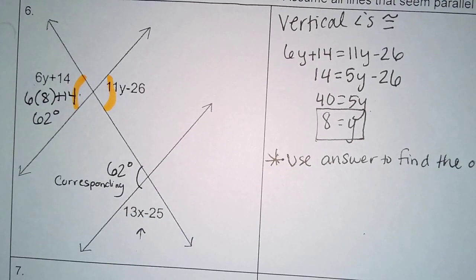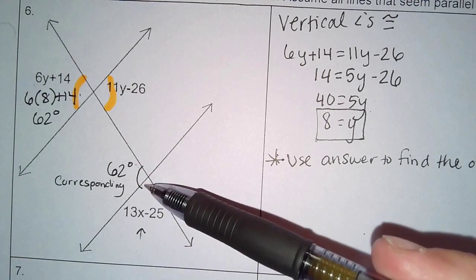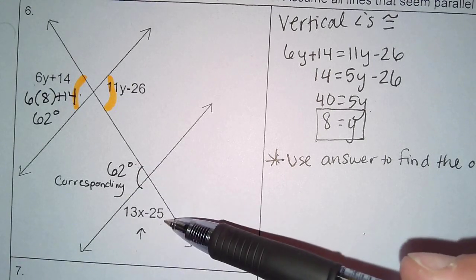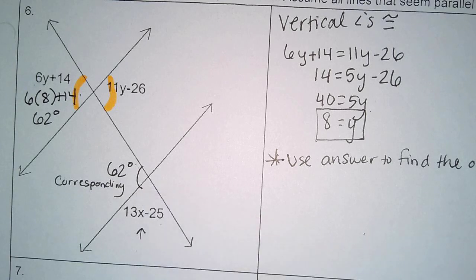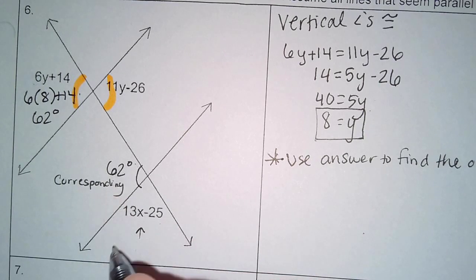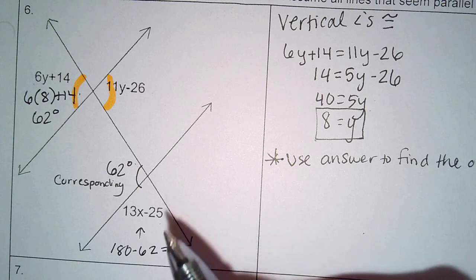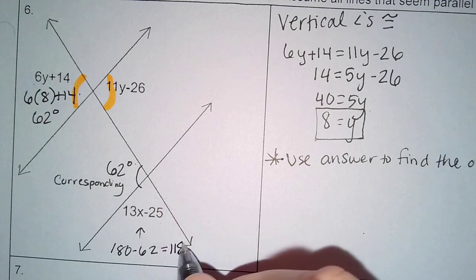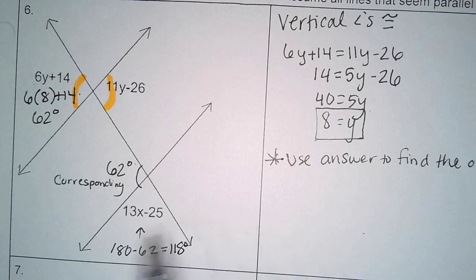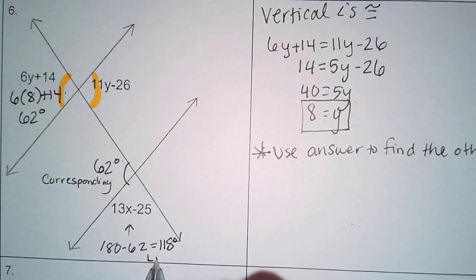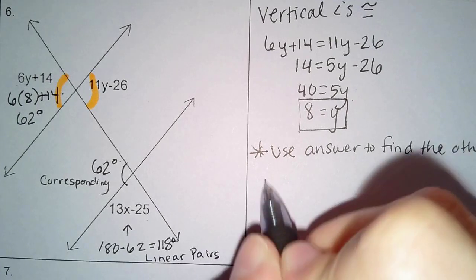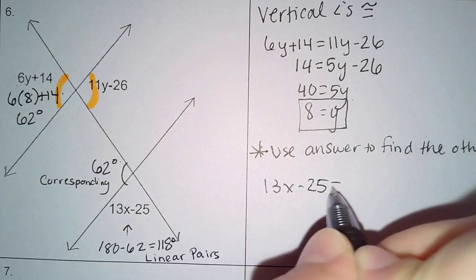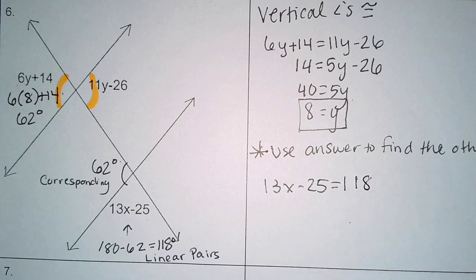I have a couple options. I could say these are linear pairs, so 13x minus 25 plus 62 equals 180. Or I could save myself a tiny bit of work, and right now I could say 180 minus 62 equals 118. I was able to do that through linear pairs. And now I'm going to set 13x minus 25 equal to 118 and solve.